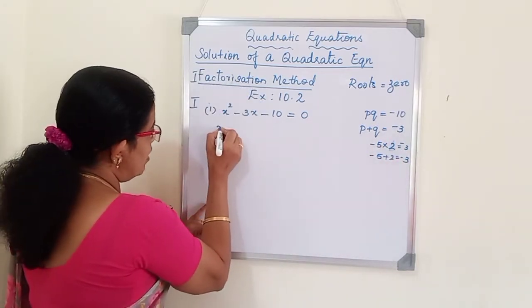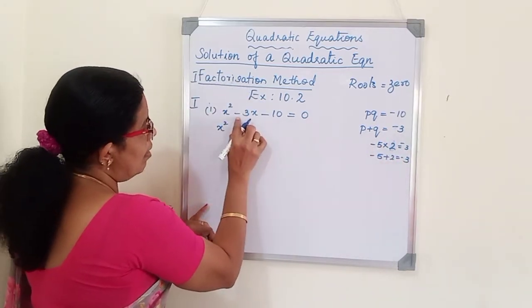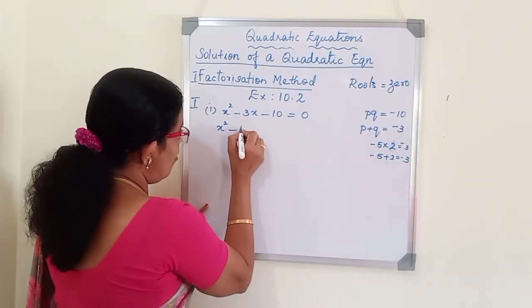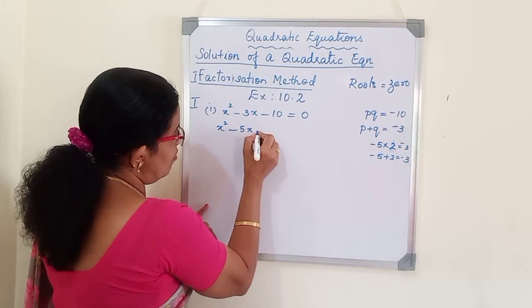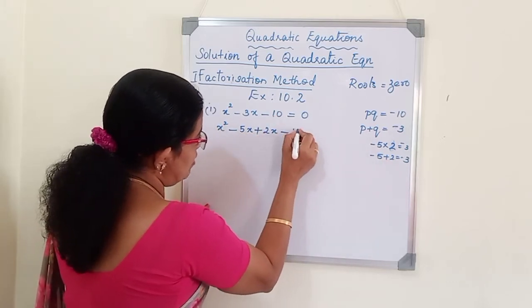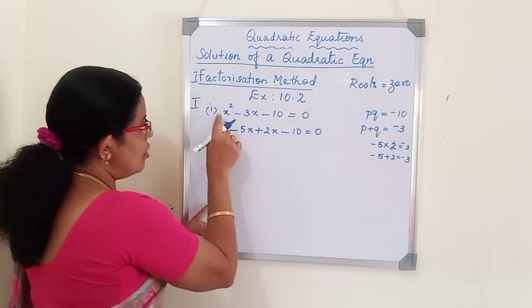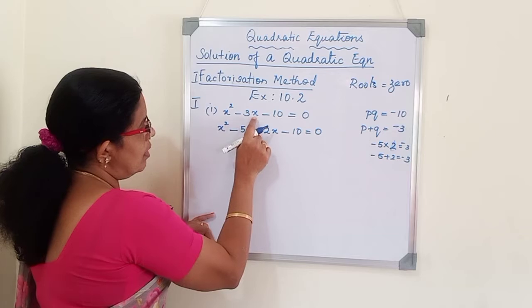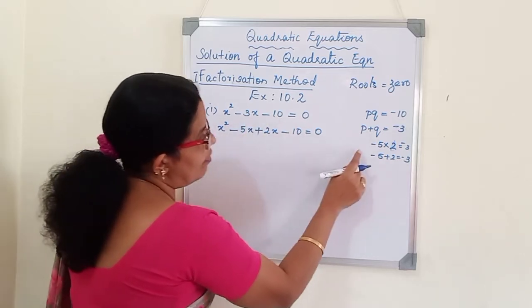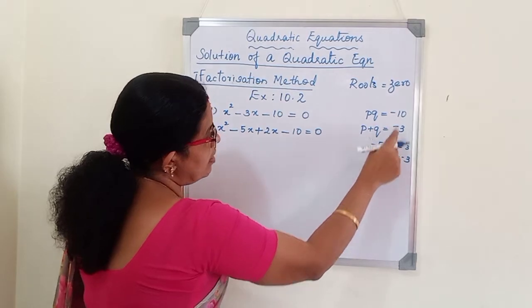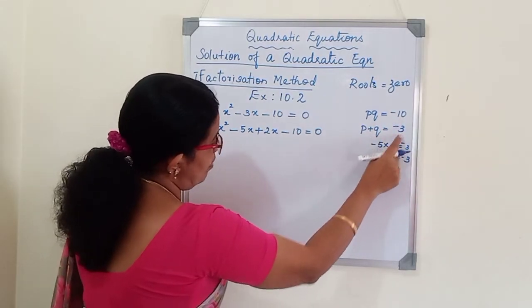So we will write the first term as it is. Minus 3x we will write in terms of minus 5 and 2: minus 5x, variable as it is, plus 2x. Last term as it is, equal to 0. So first and last terms we write as it is. The middle term, that is the coefficient of x, we will write in terms of the other two numbers which satisfy product minus 10 and sum minus 3.